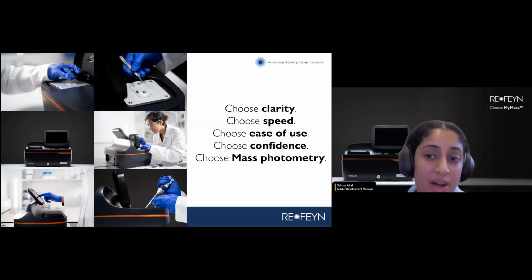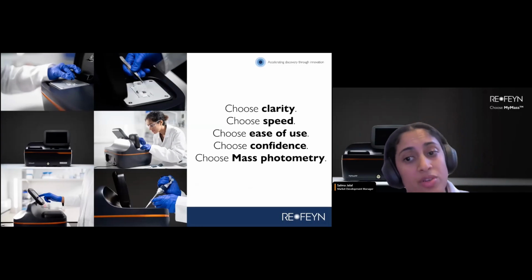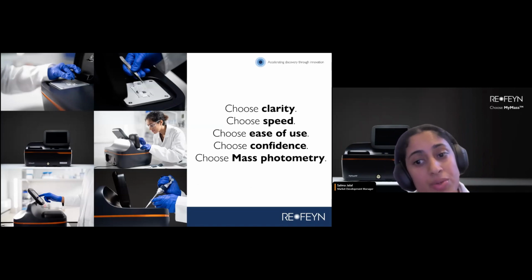So if you want clarity, speed, ease of use, and confidence in your analytics, we urge you to consider mass spectrometry to bring all of the advantages we've discussed today to your workflows.